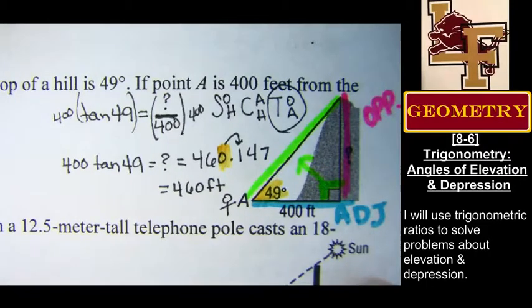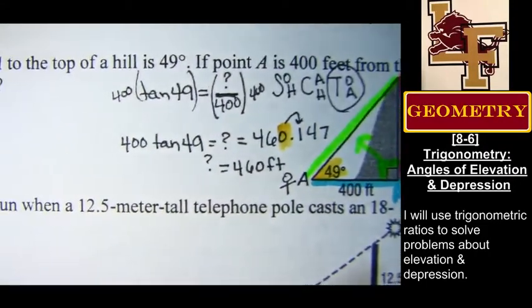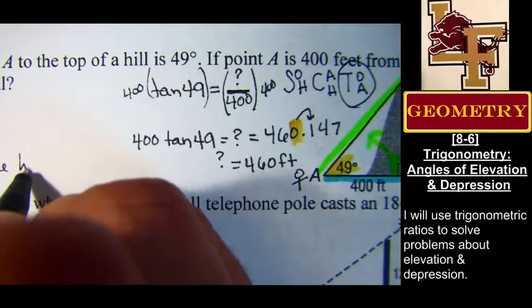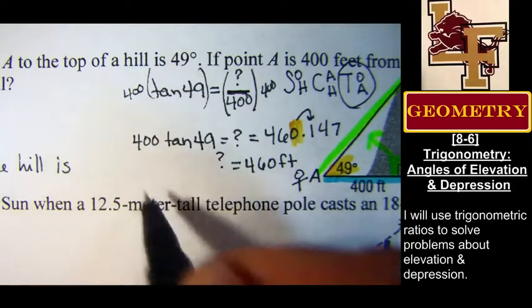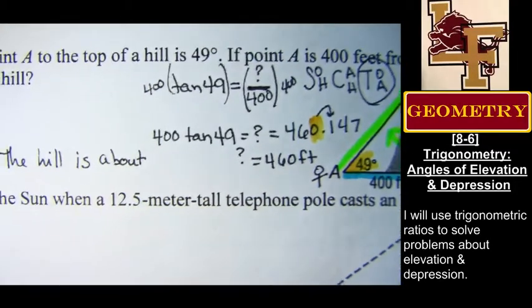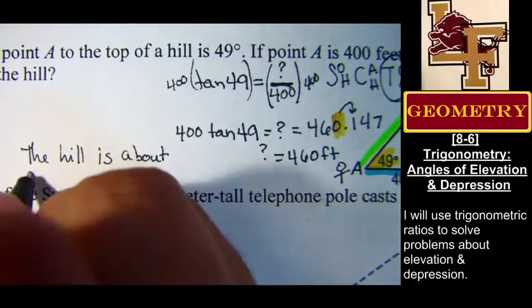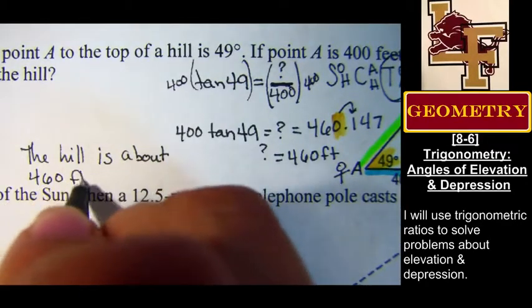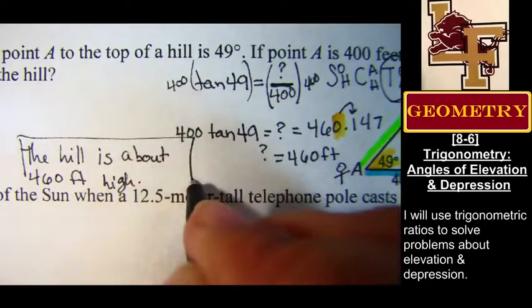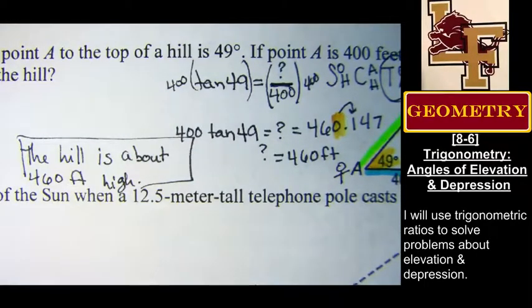This is a word problem, and so our answer needs to be in a complete sentence. The hill is about, I'm using the word about because I rounded, 160 feet high. That's it.